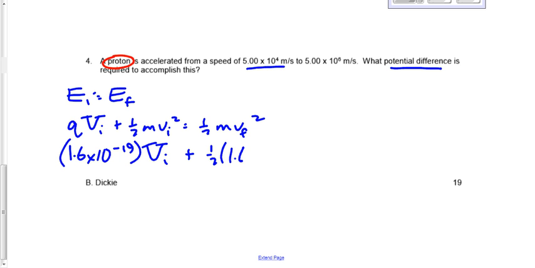The mass is 1.67 times 10 to the minus 27. The initial speed is 5 times 10 to the 4. Don't forget to square that. 1.67 again, times 10 to the minus 27.